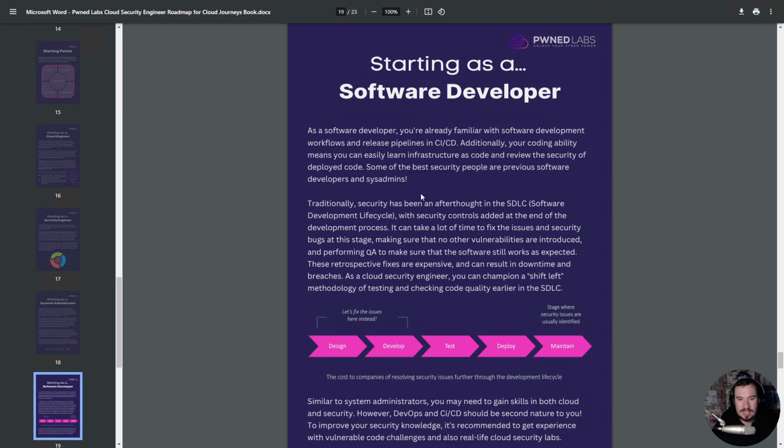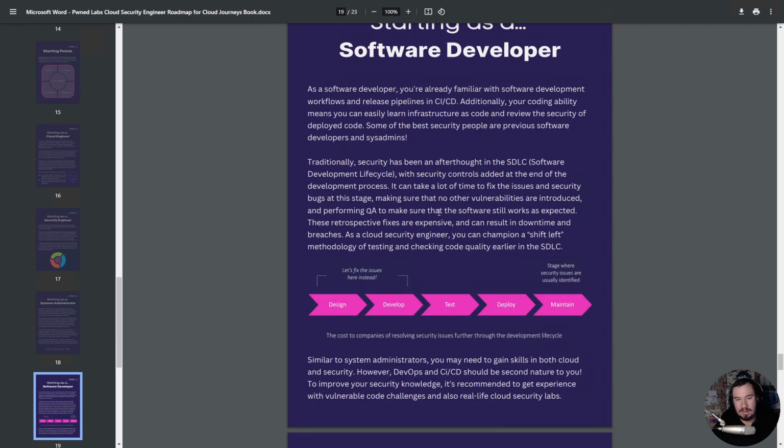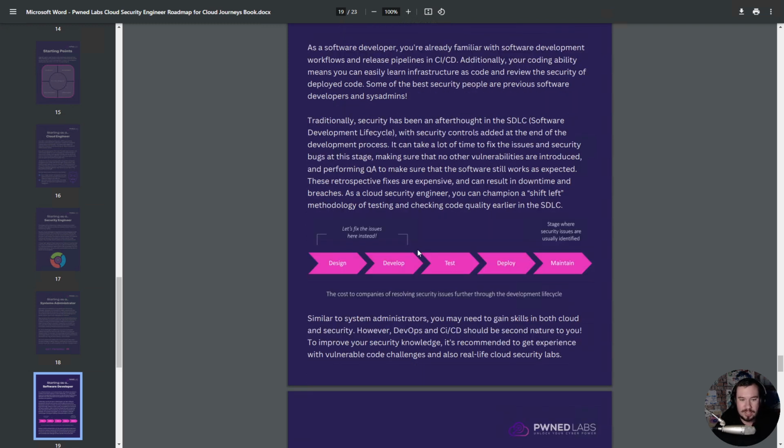Starting as a software dev. Traditionally, security has been an afterthought in the SDLC, with security controls added at the end. And honestly, as a software developer, you would have a strong idea of how those vulnerabilities are introduced. And here's the big thing around this, and actually TryHackMe has a series of rooms that covers this as well. We need to fix issues in design and development.